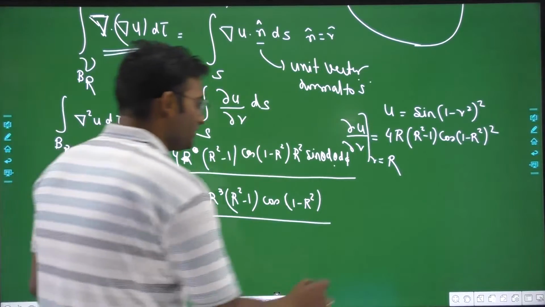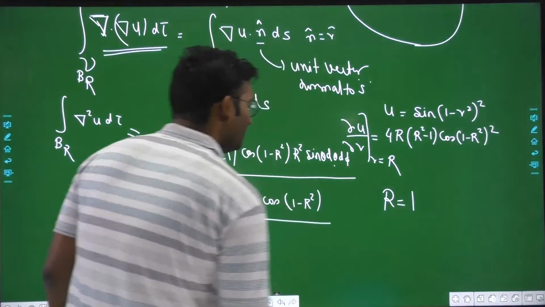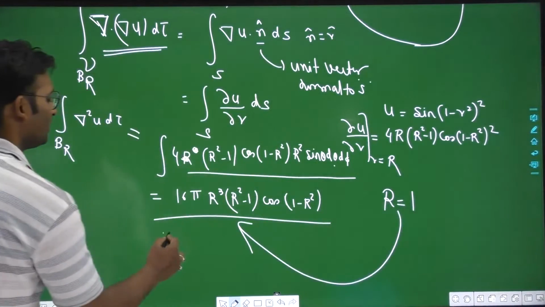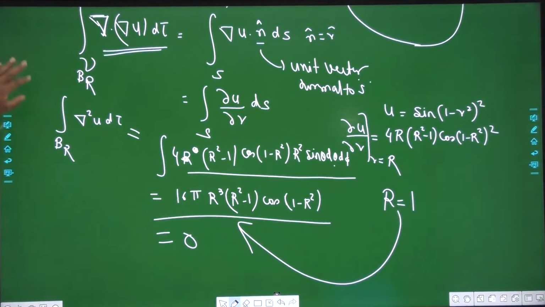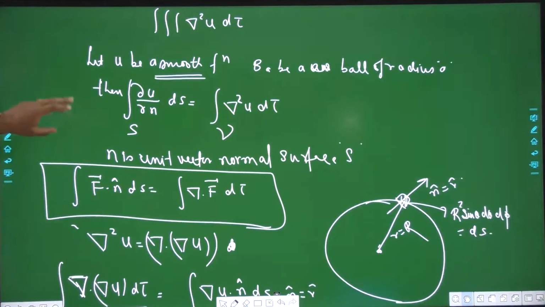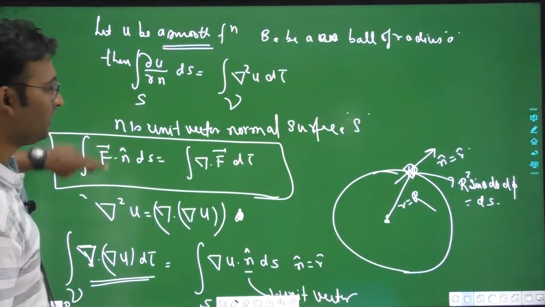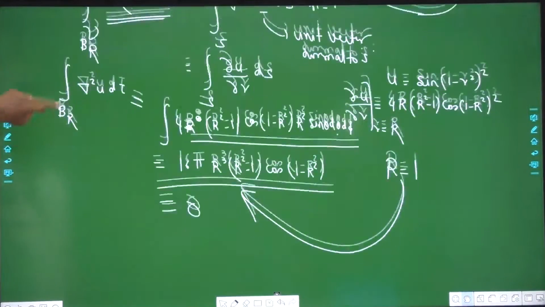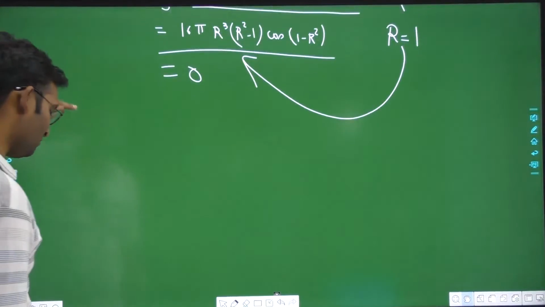In the question, it is given that your R is equal to 1. So if you use R equal to 1, your answer must be equal to 0. So I hope this is clear to you. I've simply used the divergence theorem and the definition of the Laplacian, and I have achieved an answer of 0. Okay, I hope this is something that you might have got.